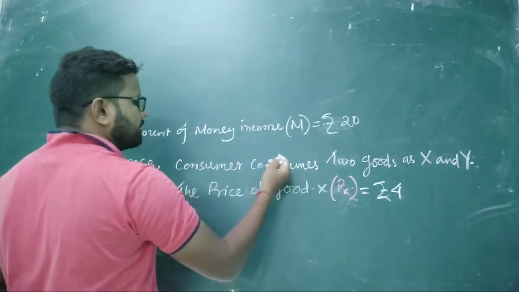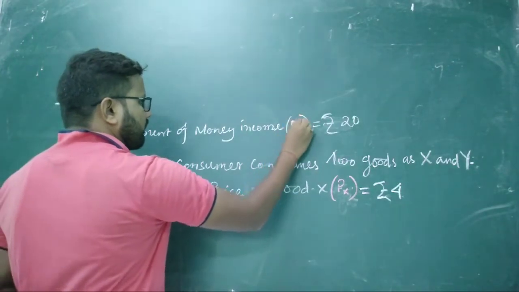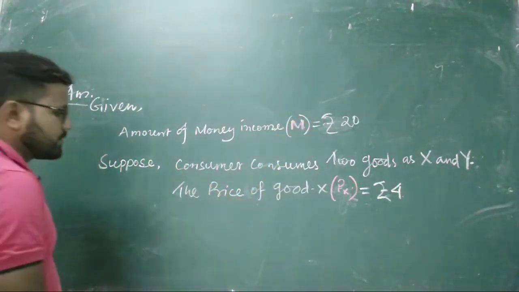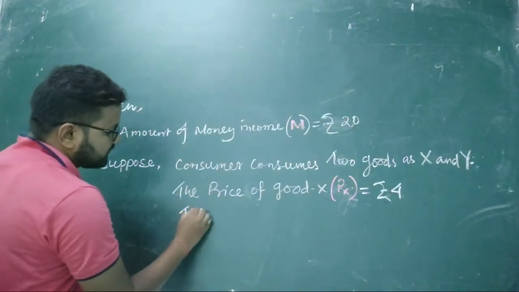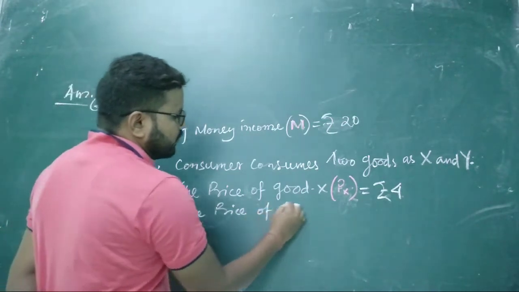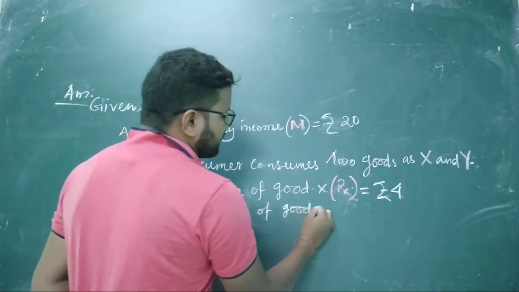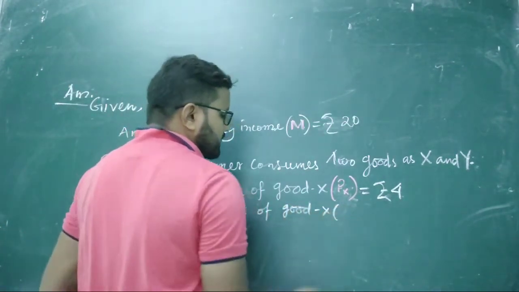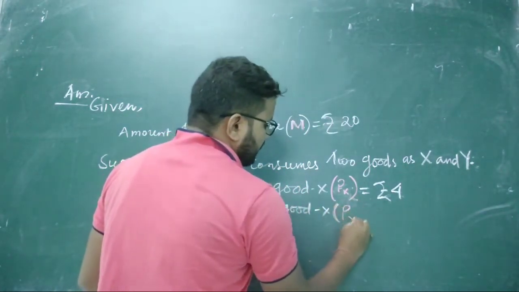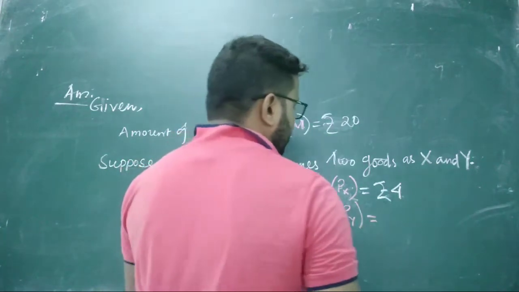And this is M. So the price of good X is rupees 4, and the price of good Y, that is the second good, is given as rupees 5.